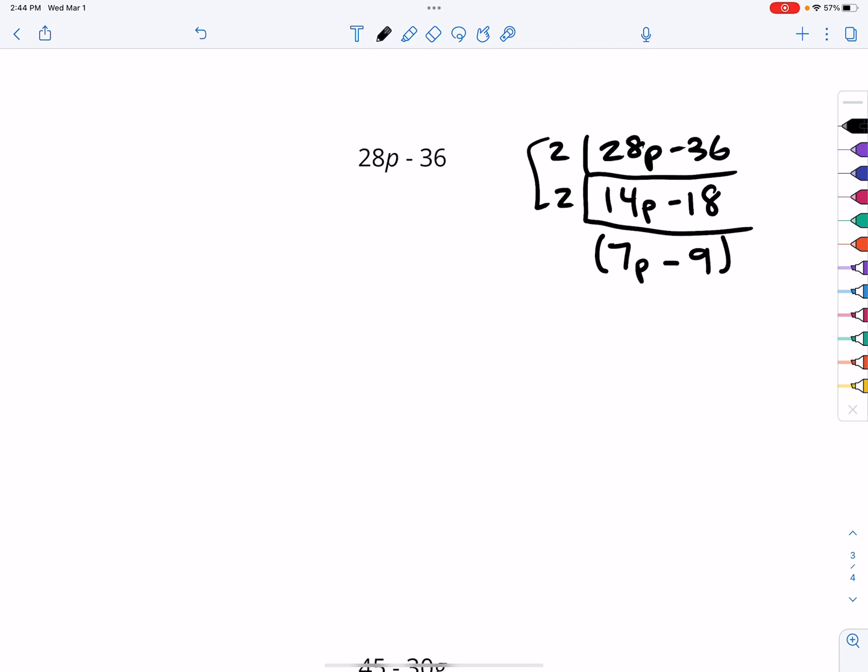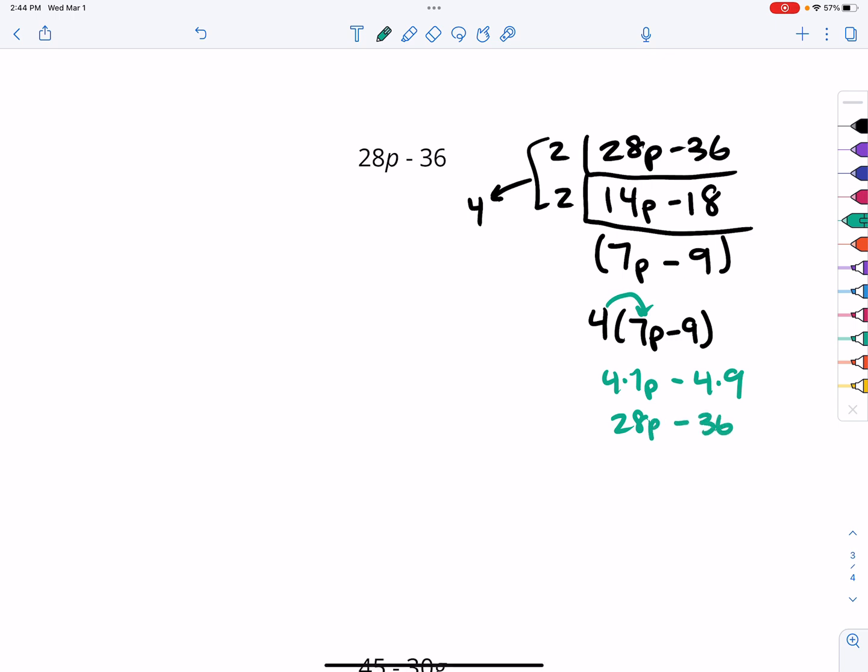Now, 2 times 2 is equal to 4, so we have 4 times 7p minus 9. Quick check. 4 times 7p minus 4 times 9. 4 times 7p is 28p, minus 36. So we did get the same thing there. Now I will check and see. So we have 28 and we have 36.